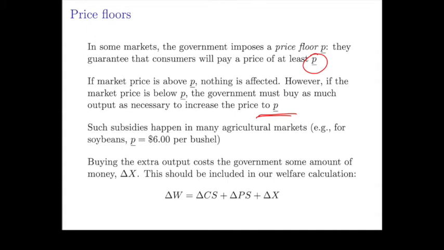Buying these extra units of output costs the government a certain amount. So there's delta X as the cost of this policy. So that has to be accounted for in the welfare calculation. So the welfare calculation includes the consumer surplus, the producer surplus, and what the government has to spend on buying up the extra units of the good.